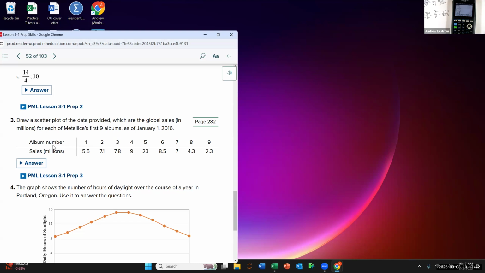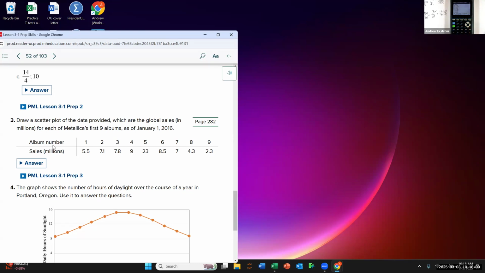So can anyone have negative albums that have been released? You can have an album that gets really negative reviews, but can you have an album that was released 5 albums before your first album? No. So we can make that x min equal to 0, x max equal to 10, y min equal to 0.